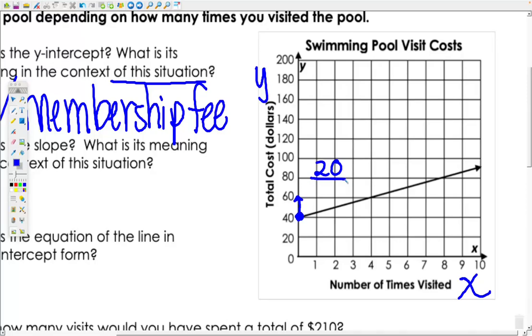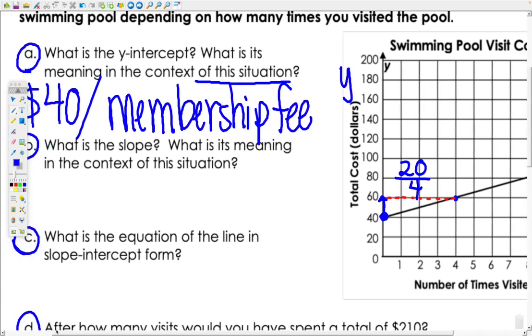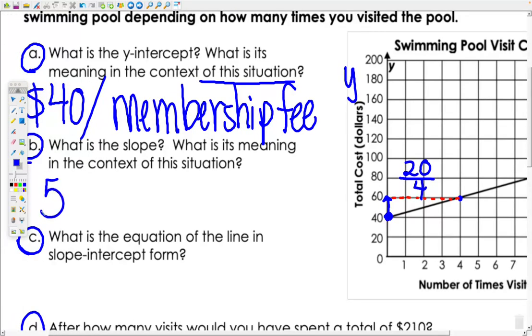All I did was I took 60 minus 40 to get 20. That's all I did. But then, when you look over here, what is my run? 4. So that means if my rise is 20 and my run is 4, what is my slope of this? Thank you. Now, 5 is my slope.